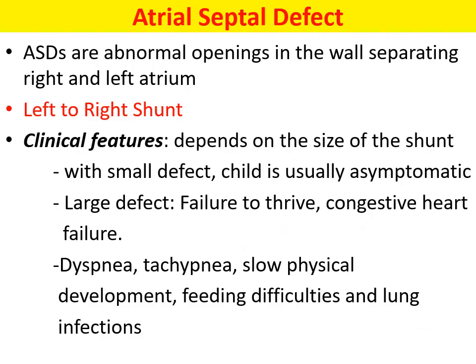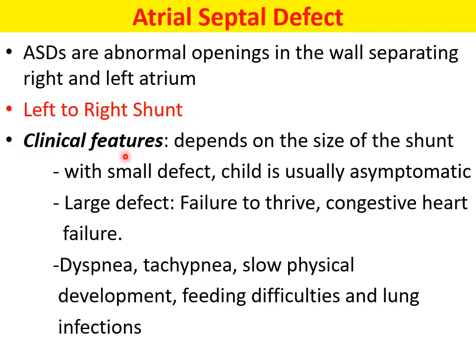So as we discussed, the atrial septal defect is an abnormal opening in the wall separating the right and the left atrium. So there is a left to right shunt, which means the blood flows from the left side of the heart to the right side, from the left atrium to the right side.